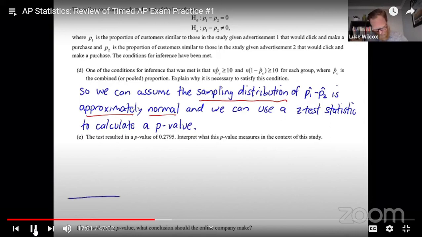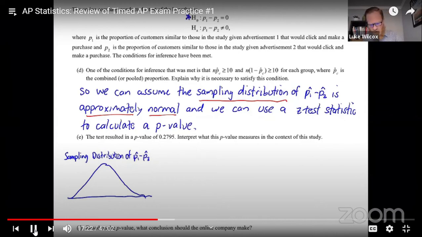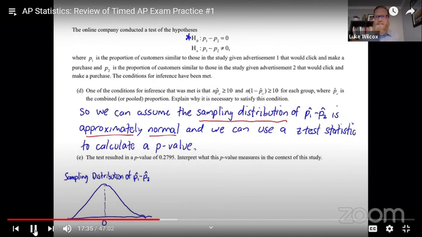So here's the picture. Let's suppose we had our sampling distribution, which we just decided was approximately normal. And just to make this very clear here, I'm going to label this as the sampling distribution of P1 hat minus P2 hat. Now, when you calculate the p-value, remember, we always assume that the null hypothesis is true. And if the null hypothesis is true, then P1 minus P2 equal to 0 would be the mean of the sampling distribution.